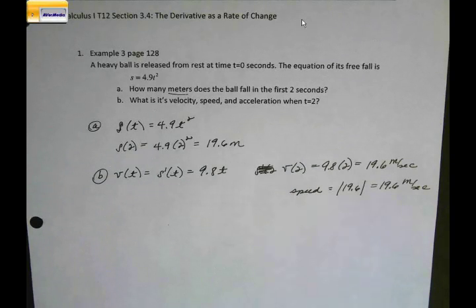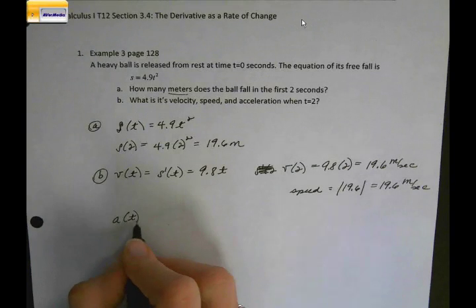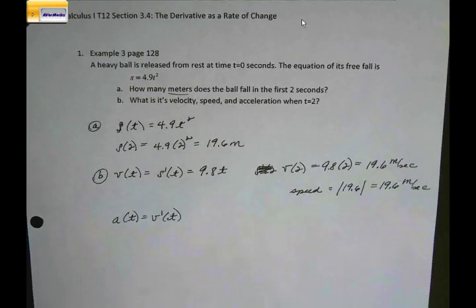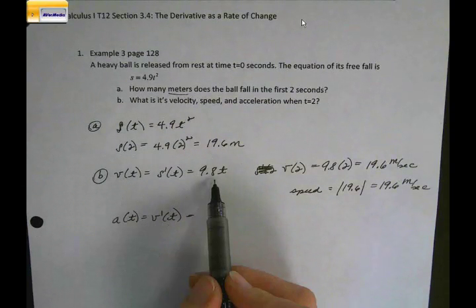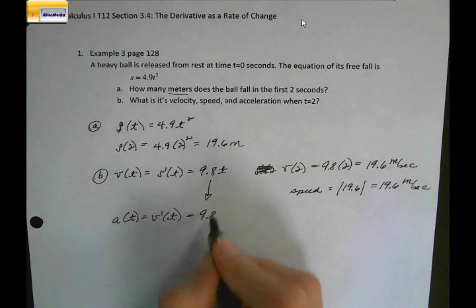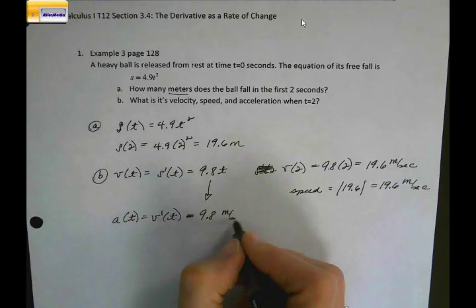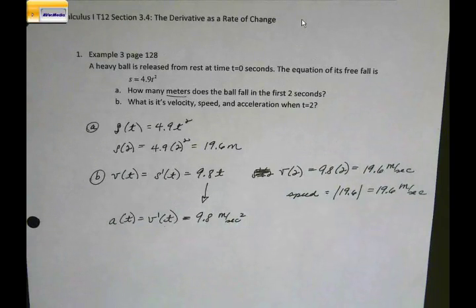There will be times where, of course, your velocity will be negative, and so for speed you make it positive. Then the next question is acceleration. Well, acceleration is the derivative of velocity, or the second derivative of your position function. So if velocity is 9.8t, the derivative of velocity will just be 9.8. So your acceleration is 9.8 meters per second squared. So you have constant acceleration, which is that gravitational tug.